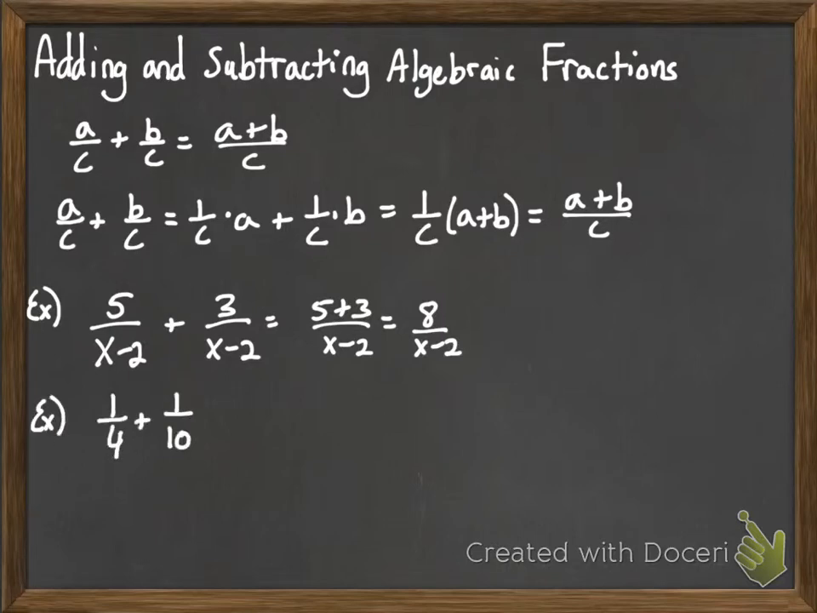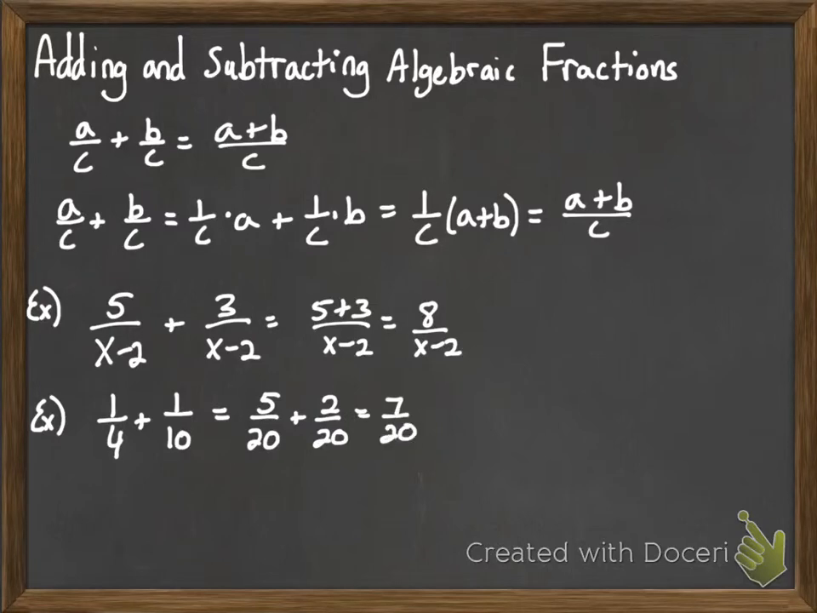Here's a little numerical example, 1/4 plus 1/10. Because they do not have a common denominator, there's nothing you can pull out, so you can't just add stuff together. But what we can do, and what we often do with our numerical fractions, is we find a common denominator. Once we have a common denominator, we can put our numerators together.